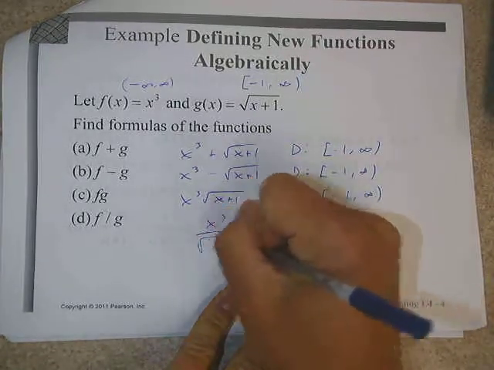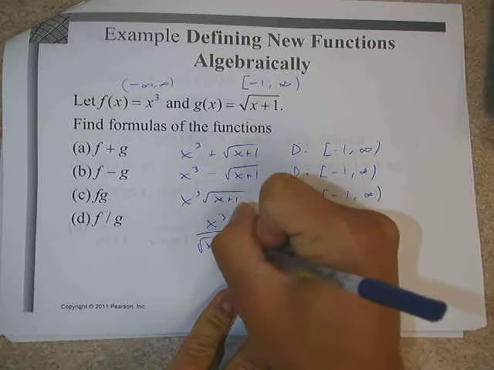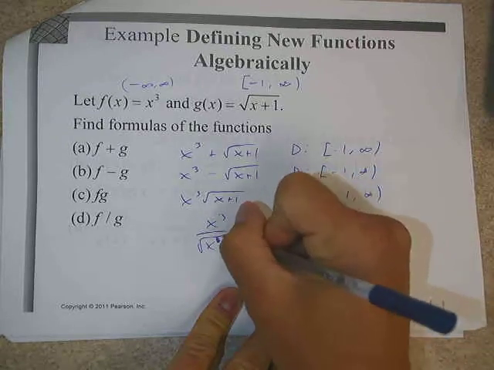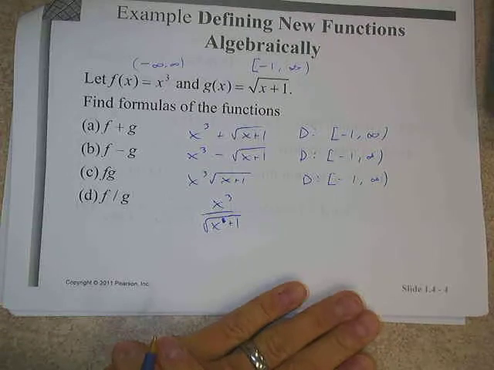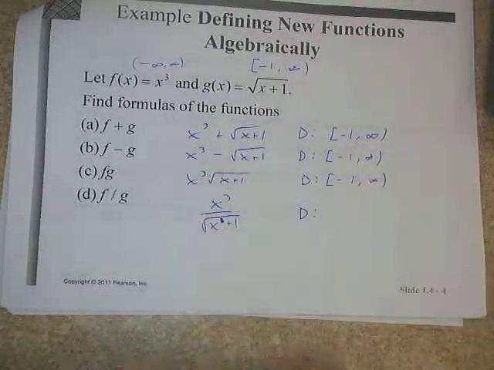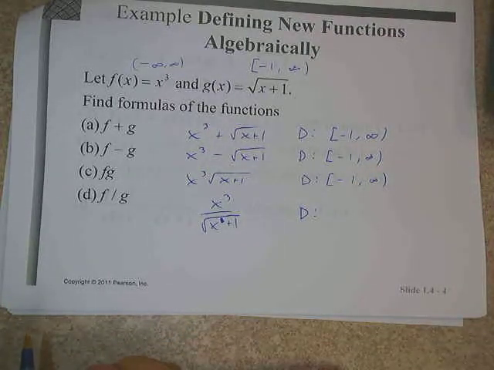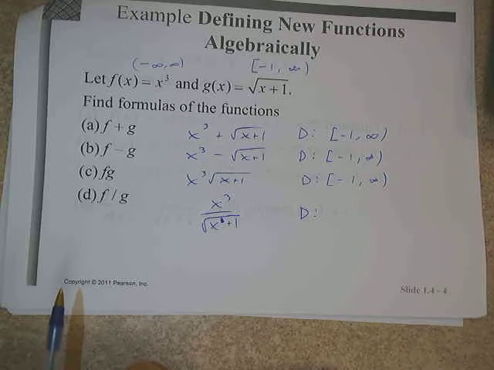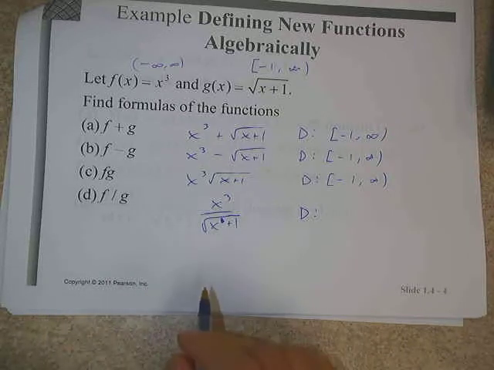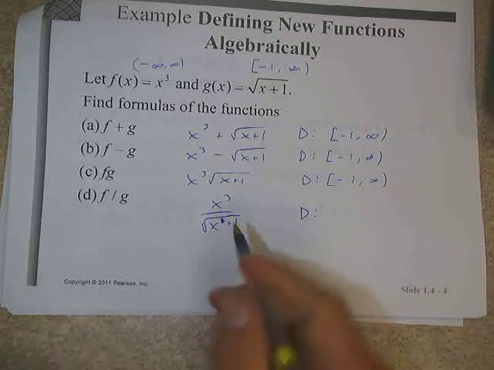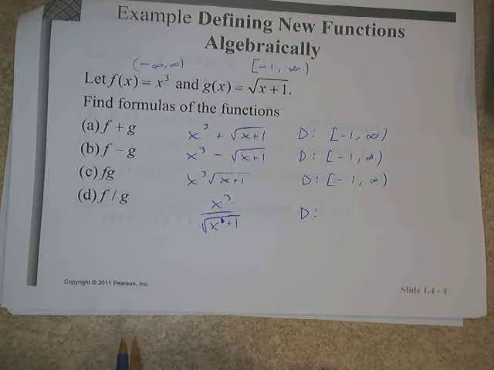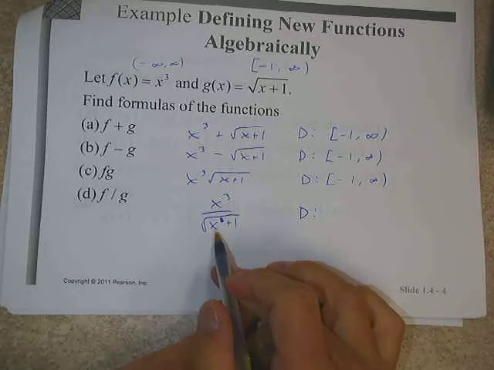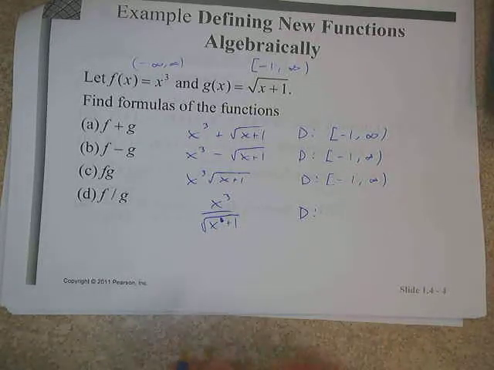And then finally, if I do f divided by g, I have x cubed on top and the square root of x plus 1 on the bottom. Okay. One thing when we're dealing with putting functions together like this, we might ask: is it okay to have the radical on the bottom? The answer in this case is yes. It is okay to have the radical on the bottom when we're building functions like this. So if you leave it like that, that's fine.